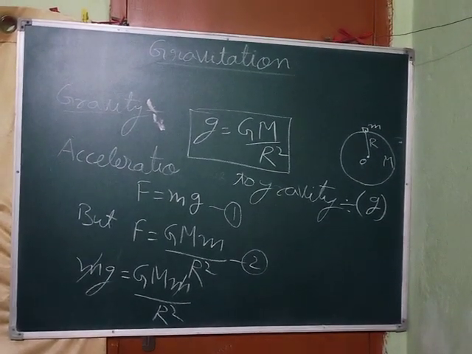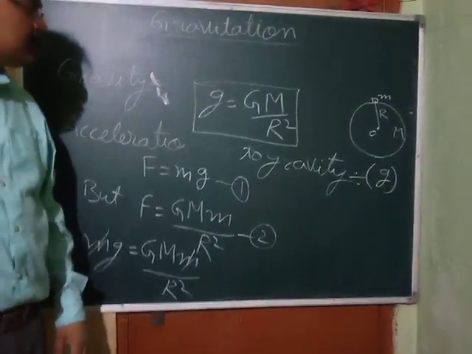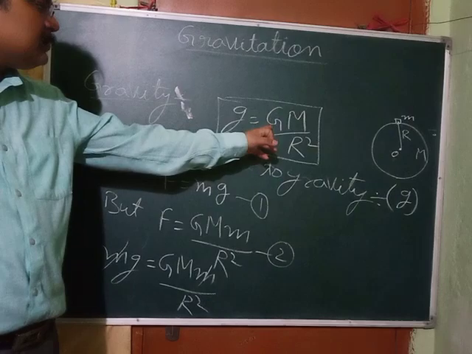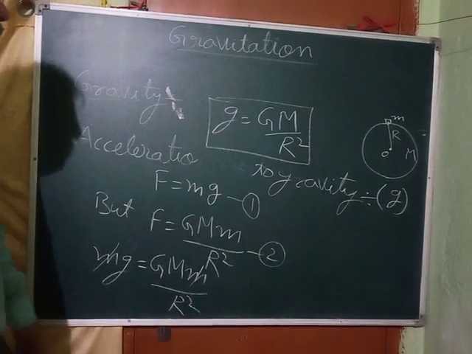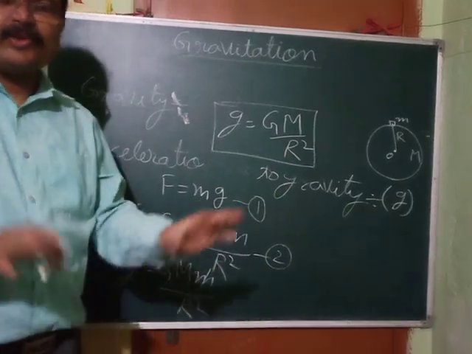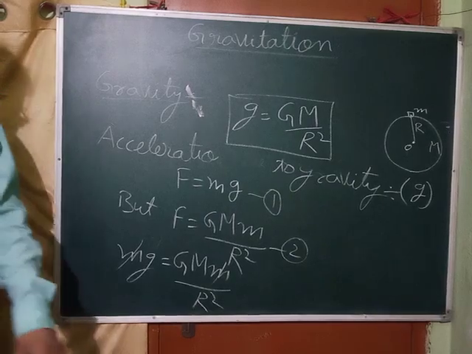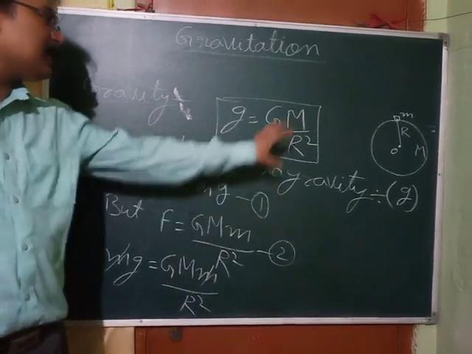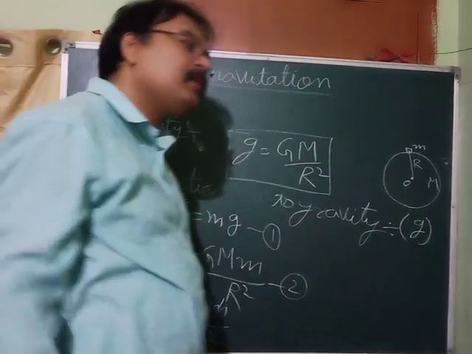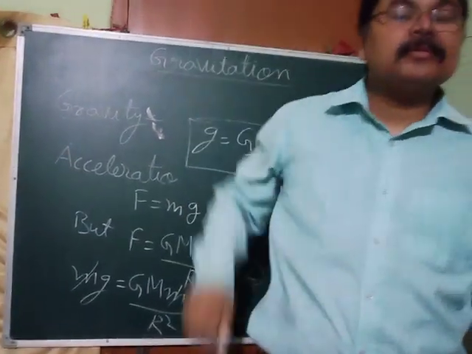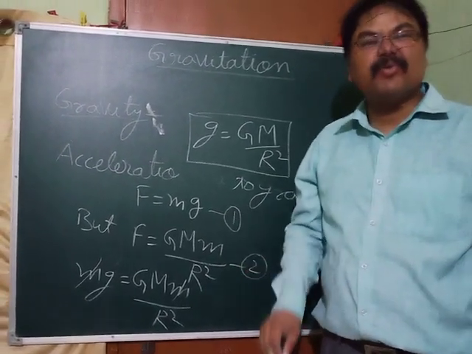Now you tell me, in the expression for acceleration due to gravity, what are the things which are appearing? G is the universal gravitational constant. It is not going to change throughout the universe. Radius of the earth, it is also not going to change. Mass of the earth, it is also not going to change. So that means acceleration due to gravity remains constant. Either you are dropping an elephant or an ant, for both the acceleration due to gravity will be the same.